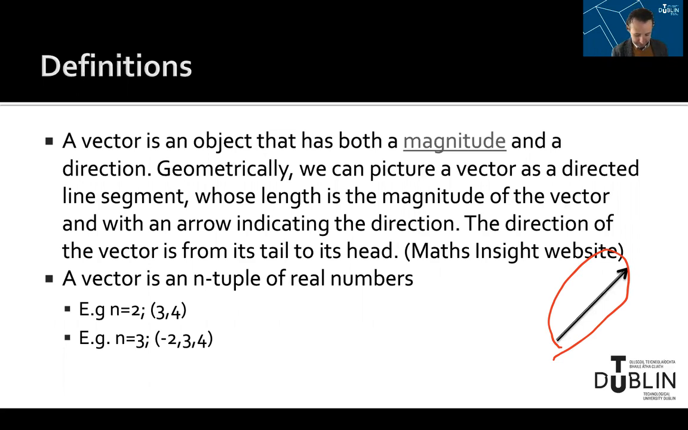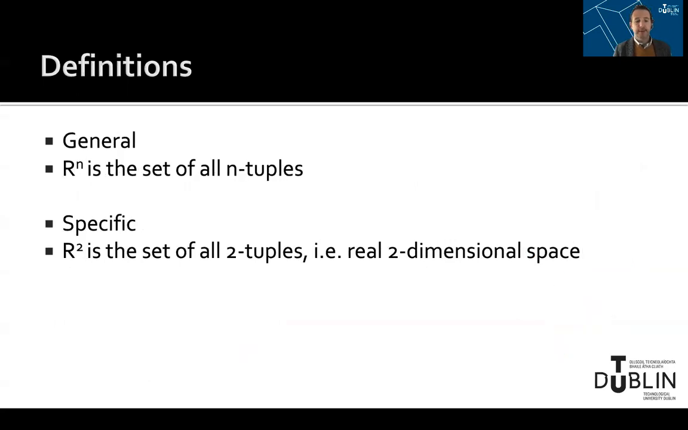We can write them in this very nice format: 3, 4, or -2. But what we normally have is a little arrow over. It's very important to include the arrow to distinguish a vector from a scalar. Now, in general, you talk about n-dimensional n-tuples. Or 2-dimensional space, 2-tuples, 2 dimensions.